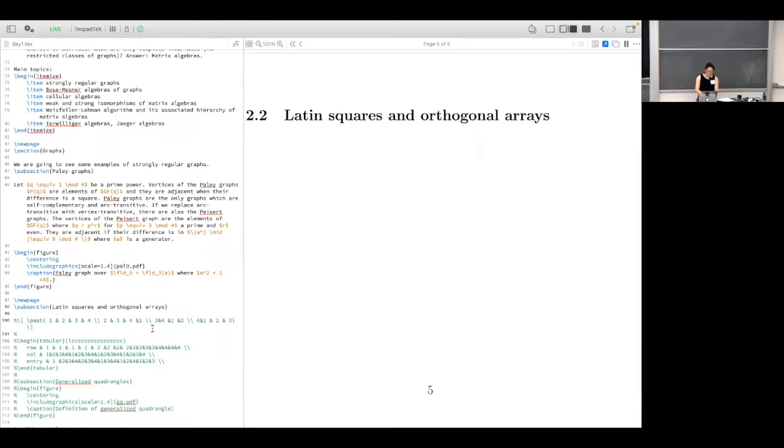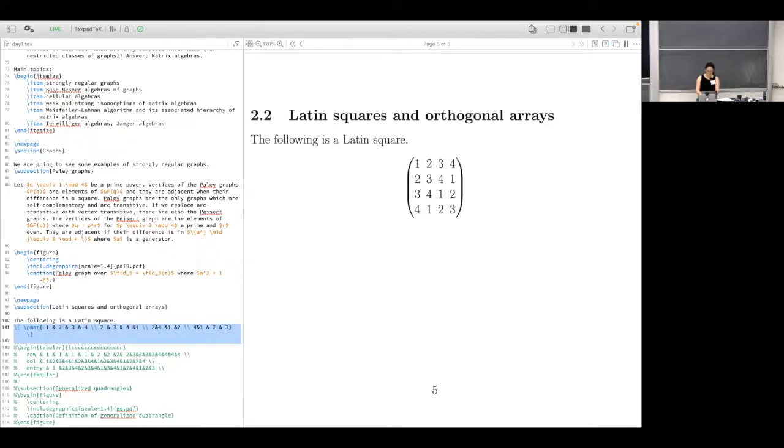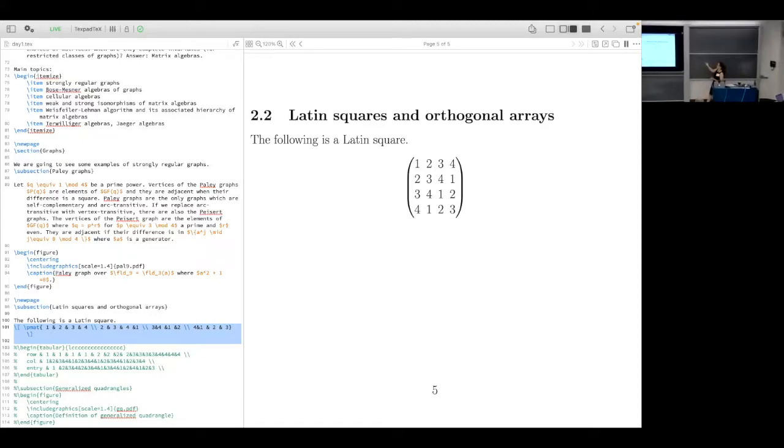So the Latin square graph, we're just going to do it by example. The following is a Latin square. It's this tiny little matrix here. So it's basically a Sudoku puzzle. It's an n by n array, such that in each row, I see the elements 1 through n exactly once. And in each column, also exactly once.